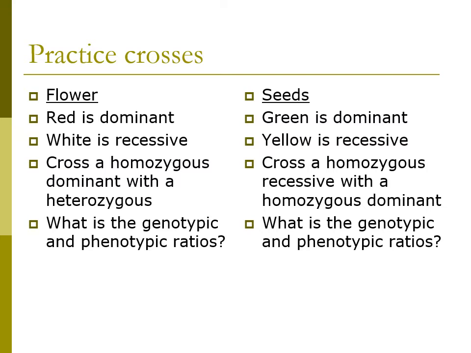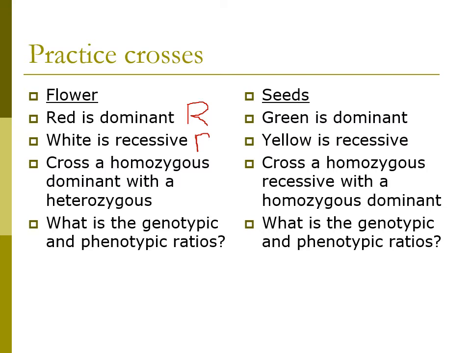So let's do a little practice here. We have some flowers. Red is dominant, so we're going to pick a letter. In this case, let's pick the letter R. So red is dominant, which means we're going to show it with a capital R. And white is recessive, and you use the same letter, just capital or lowercase. So white would be a little r. You don't want to use a W at this point.